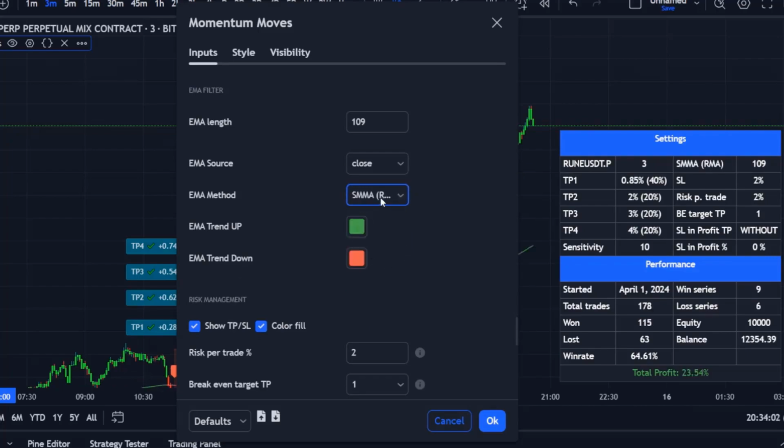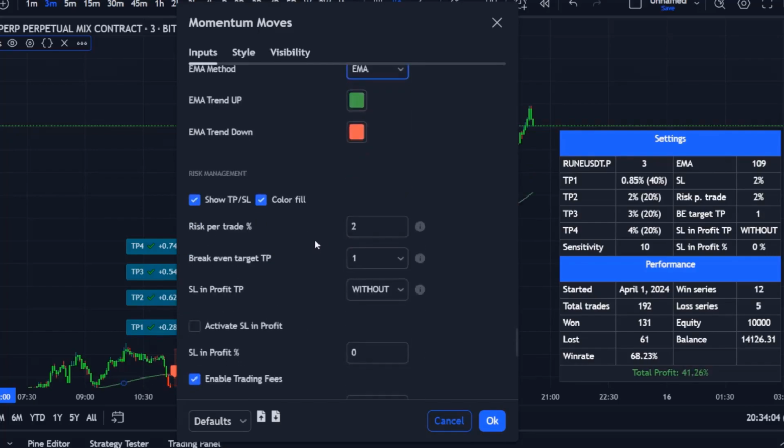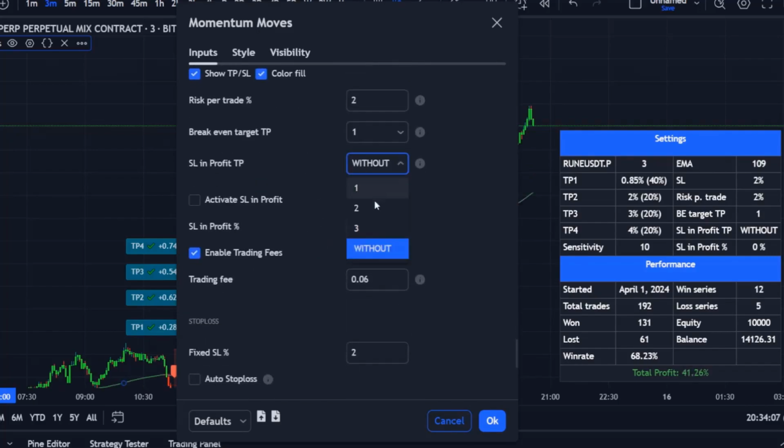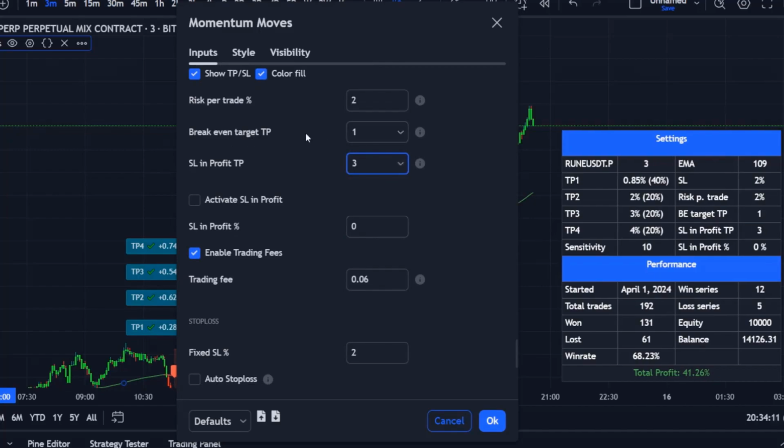The SMMA. So there are different options here that can be tested. And now we come to it. I say, I want to, for example, because I am already secured with take profit 1, when that is reached, I can no longer incur a loss because the break-even target is there. But I say, I want to set the stop loss at take profit 3 when I have reached take profit 3. Then I activate my stop loss and set it, for example, 1.5% into profit.